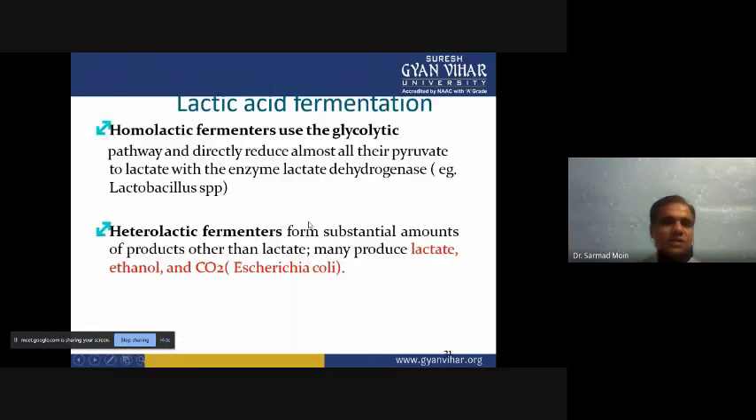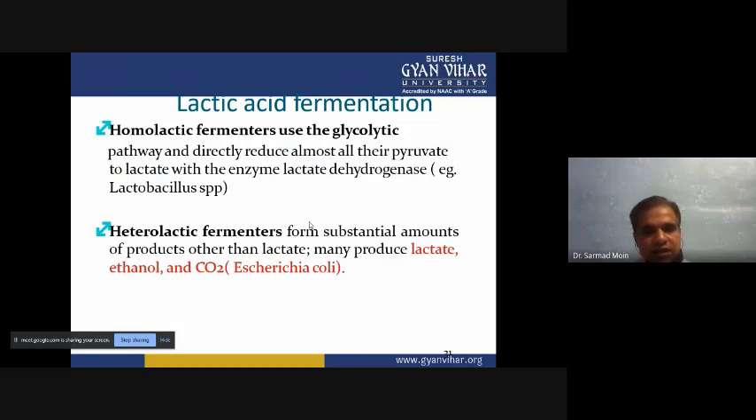Then lactic acid fermentation also exists. Lactic acid fermentation uses the glycolytic pathway and directly reduces almost all of the pyruvate to lactate with the enzyme lactate dehydrogenase. Lactobacillus species use this lactic acid fermentation. So pyruvate to lactate, or lactic acid, is produced, and lactate dehydrogenase is utilized. Then heterolactic fermenters also form a substantial amount of product.